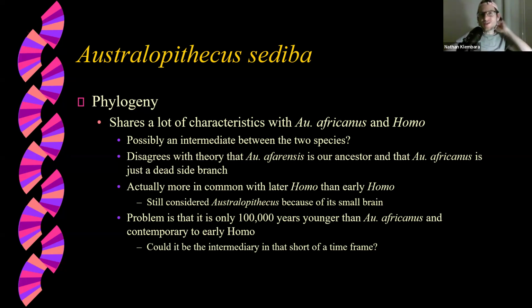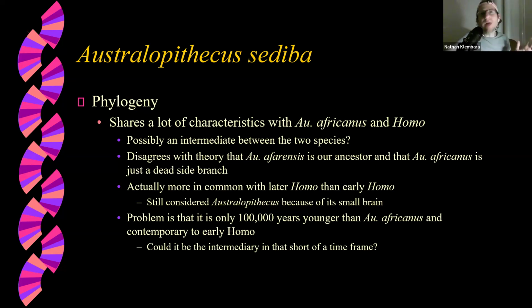Now, the one issue with this, though, is that it actually has more in common with later species of Homo and doesn't really have that much in common with early species of Homo. Now, that's a little weird because that's not how evolution works. So that doesn't make sense. It also doesn't make sense because they're in South Africa. The origins of the genus Homo are in East Africa, so that doesn't make a whole lot of sense either.